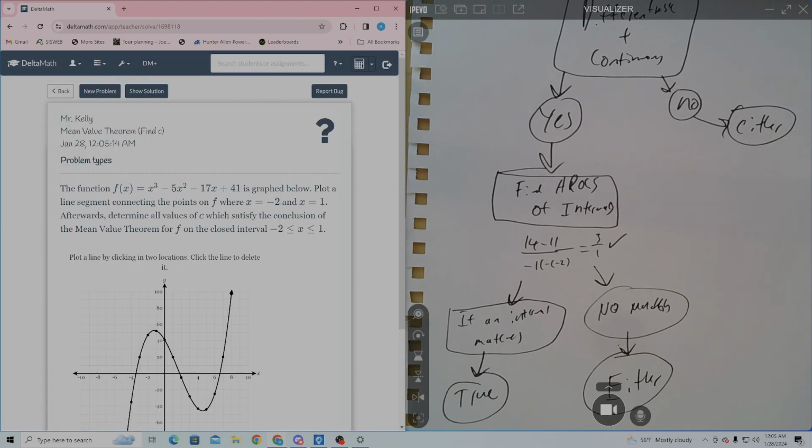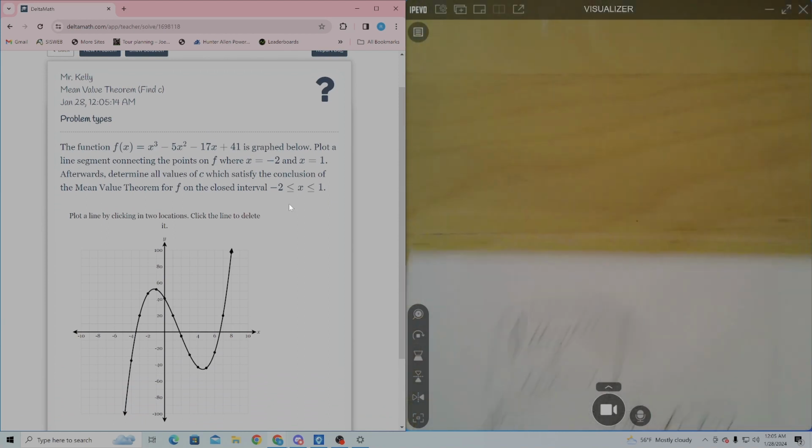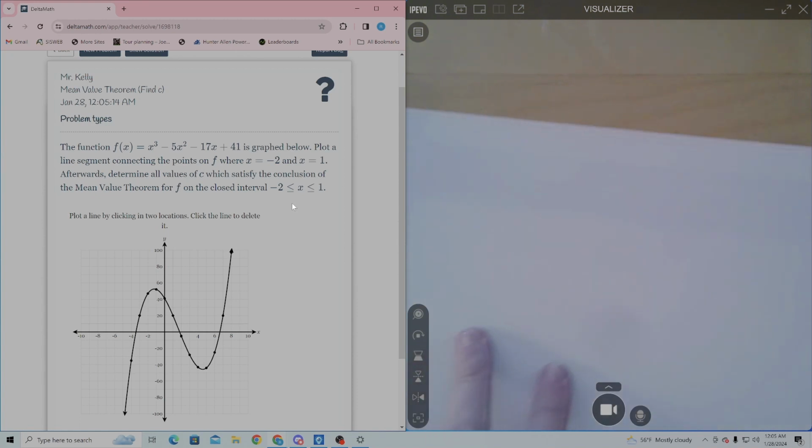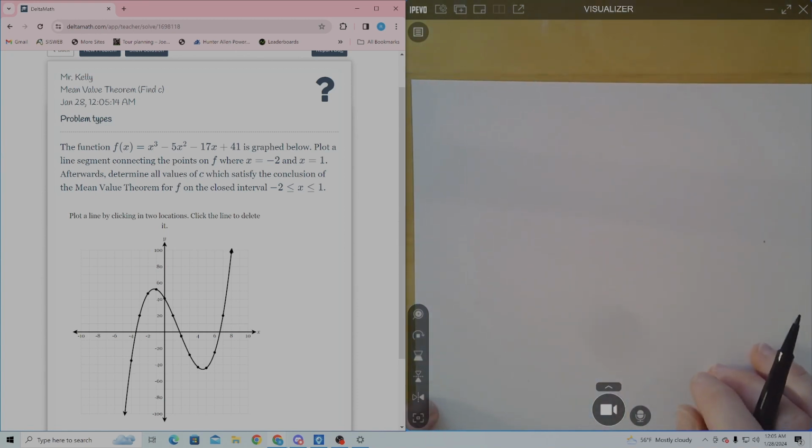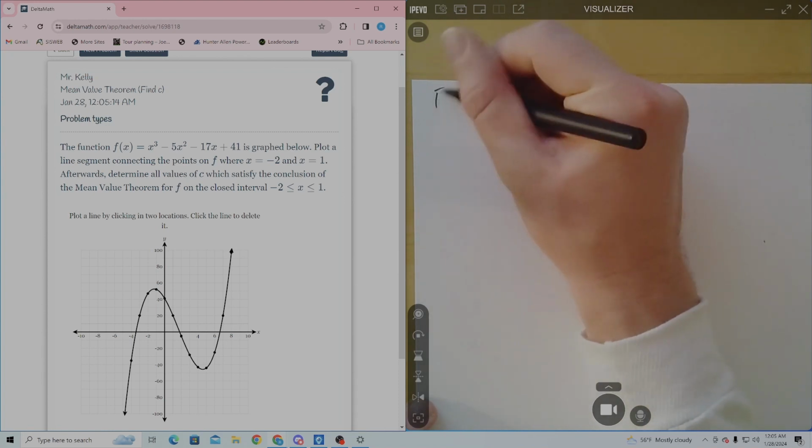Let's take a look at finding C. All right, with finding C, I did this in class, but I'll do it again. This is the same for calculator, no calculator. It's the same steps.